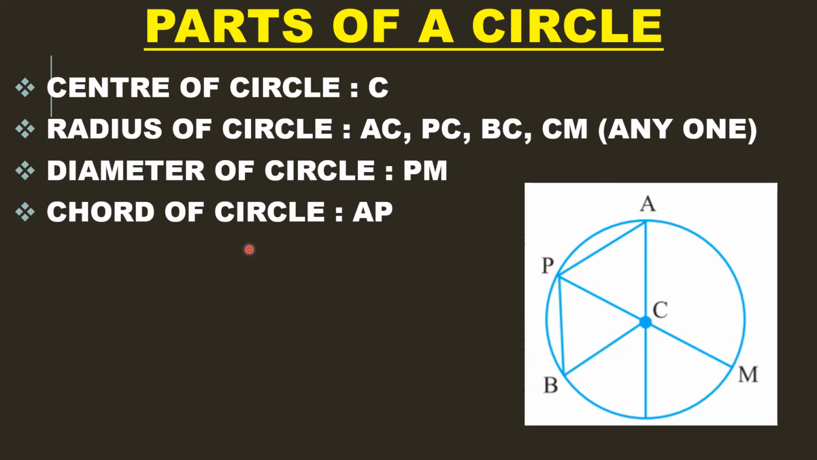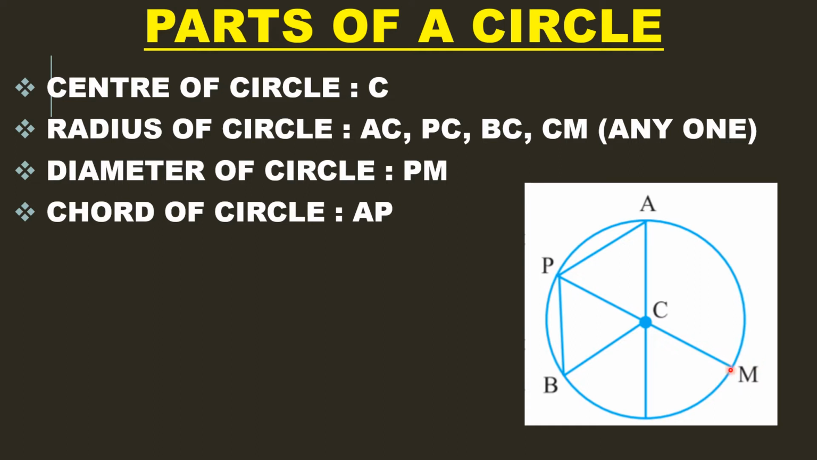Parts of a circle. First is the center of the circle. In this figure you can see point C is lying here, that is the center of the circle. Next is the radius of the circle. In this figure we can observe there are four radii. First is AC, second is PC, third is BC and fourth is CM.